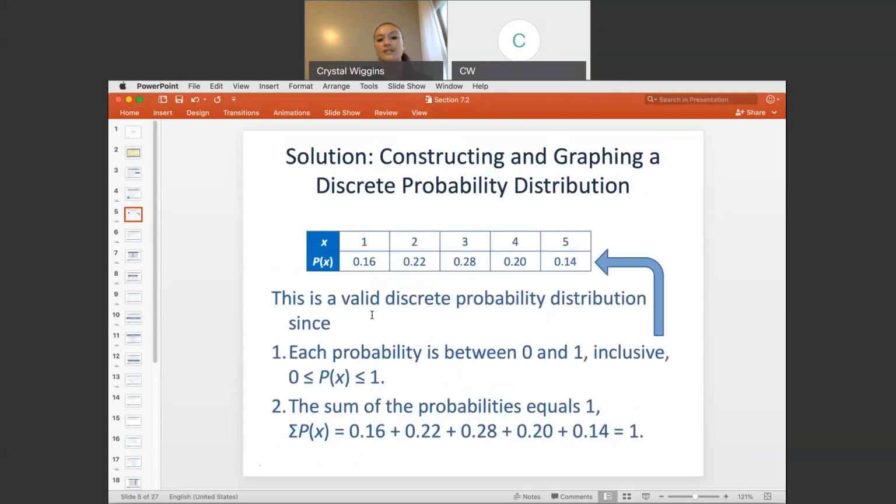So we see they're all between 0 and 1, and when we add them together, it does add to exactly 1. So if we were just given this table, we would be able to state, yes, it's a discrete probability distribution. It meets these two characteristics.